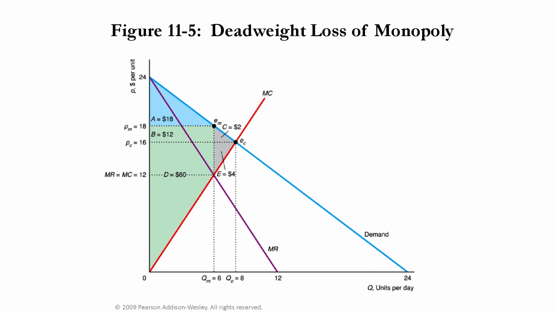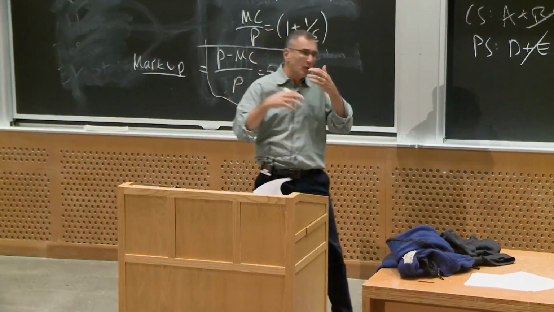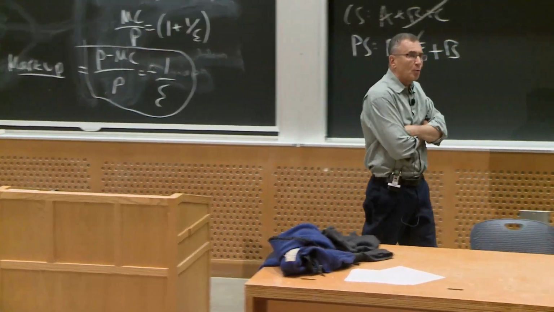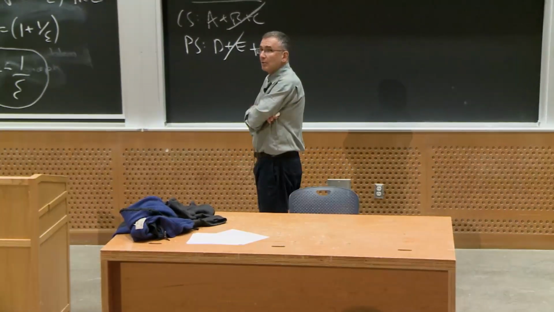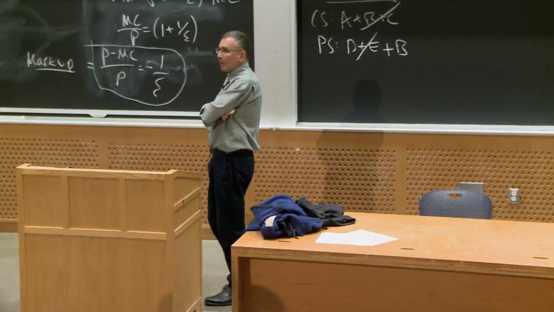So what's happened is two things. We have transferred area B from consumers to producers. Remember, we don't care about that in the total social welfare framework. We just care about the sum of producer and consumer surplus. We don't care who has it. So that transfer is not important, not consequential.